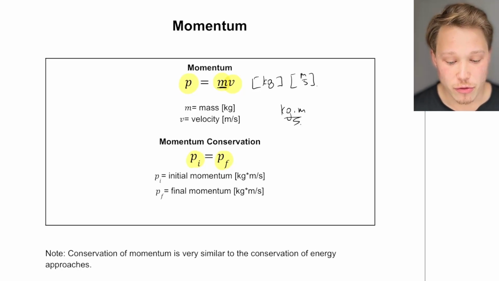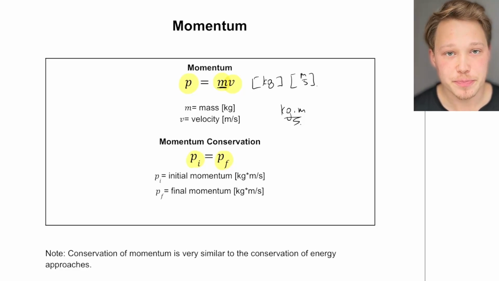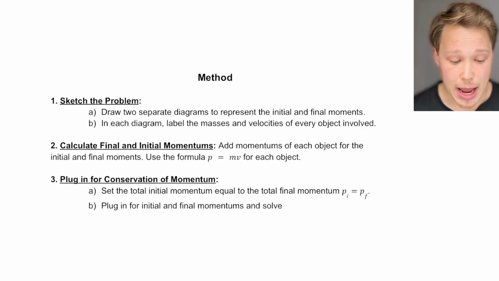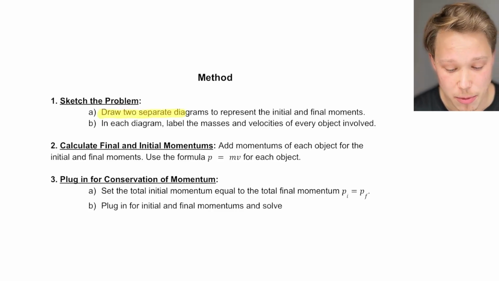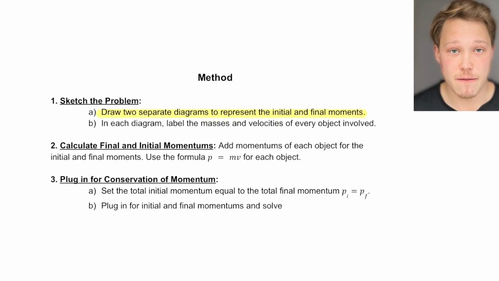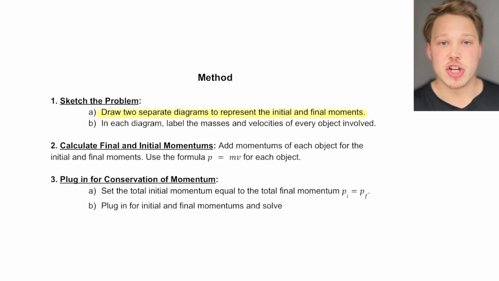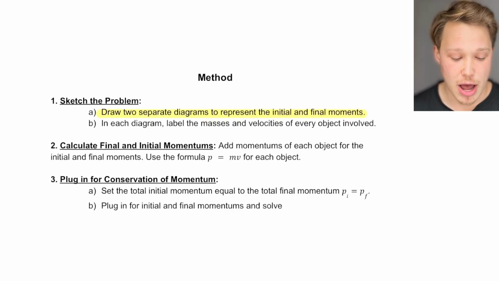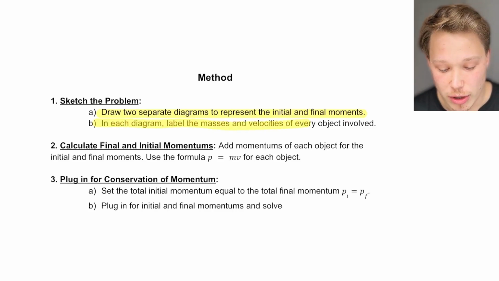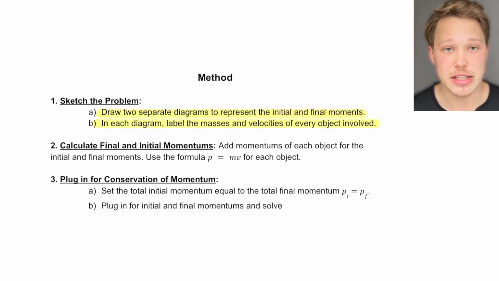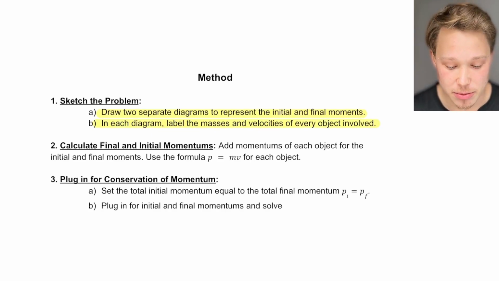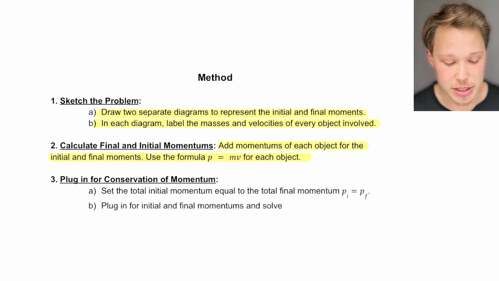So now that we have learned about momentum and momentum conservation, let's examine our method for solving these types of problems. Note that it will be very, very similar to energy conservation. So essentially, we're going to start by sketching the problem. We're going to draw 2 separate diagrams to represent the initial moment and the final moment. Usually there's some kind of initial moment, then some kind of collision happens, and then what happens afterwards. For each initial and final moment, we'll label all the masses and all the velocities present, since that is what we use to calculate the momentums. We're going to calculate the total initial and total final momentum using our formula for momentum, set them equal to each other and solve for the unknown.